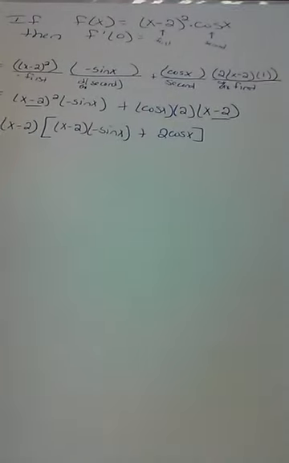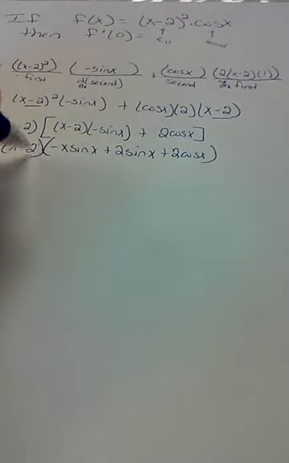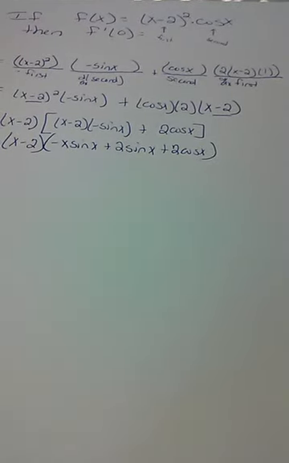I notice that I do have an x minus 2 in common, so I'm going to factor out the x minus 2. That's going to leave me (x minus 2) times negative sine of x plus 2 cosine of x. And then after doing some distributing, x times negative sine of x, so that's going to be negative x sine of x plus 2 sine of x plus 2 cosine of x inside of the parentheses, and then x minus 2 outside of parentheses. And that would be my derivative.